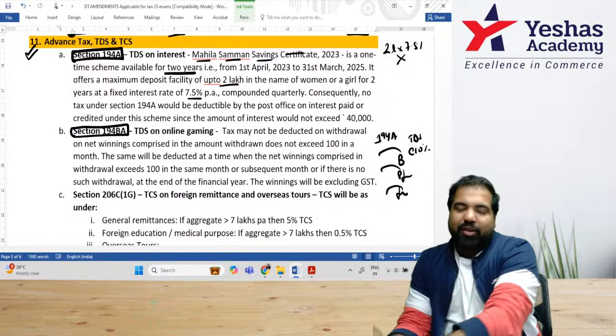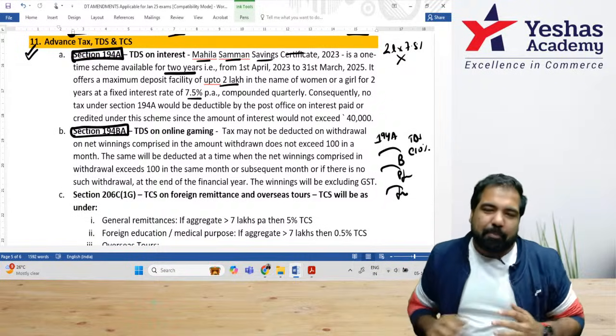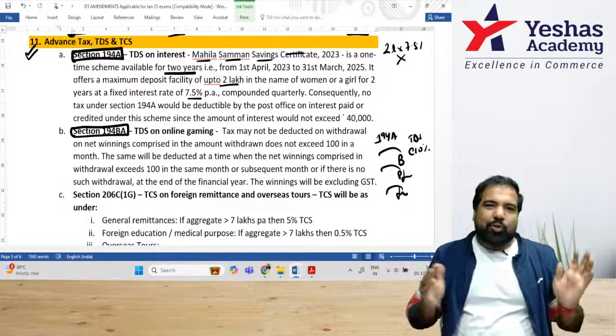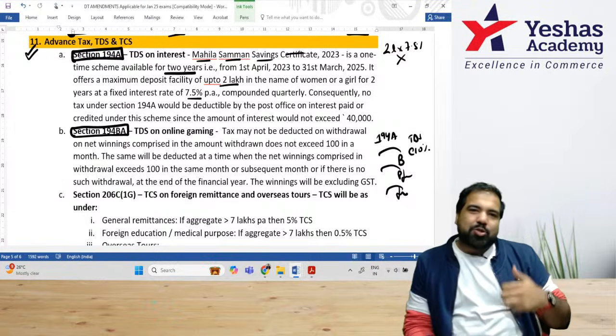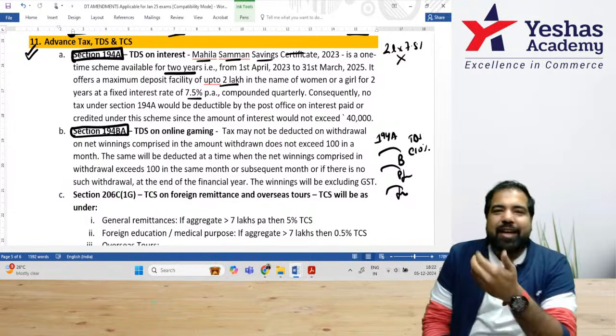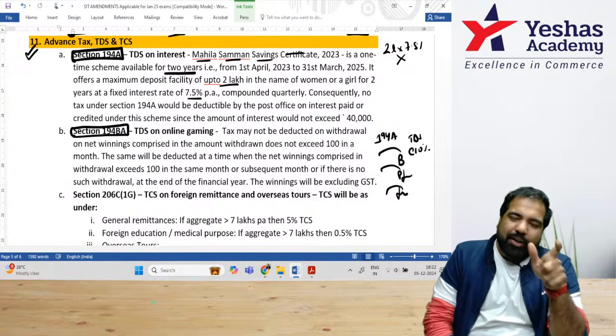Yes, so we're talking about 194BA. That is a betting app. Just giving you a recollection of that. You had Dream 11. You put 10,000 rupees. You made 1 lakh rupees. Hopefully, fingers crossed. And then we're withdrawing the money on the net amount, that is 90,000.